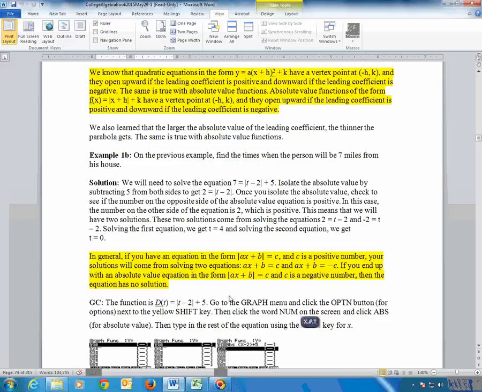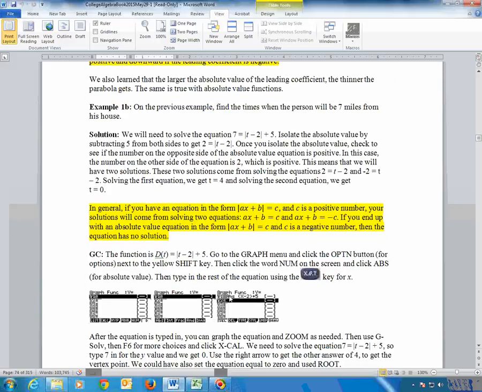So now, solving an absolute value equation can be a little bit tricky. So let's go ahead and solve this one right here. 7 equals the absolute value of t minus 2 plus 5. What you want to do with these is isolate the absolute value. So the first thing you need to do is subtract 5 from both sides. If you do that, you get 2 equals the absolute value of t minus 2.